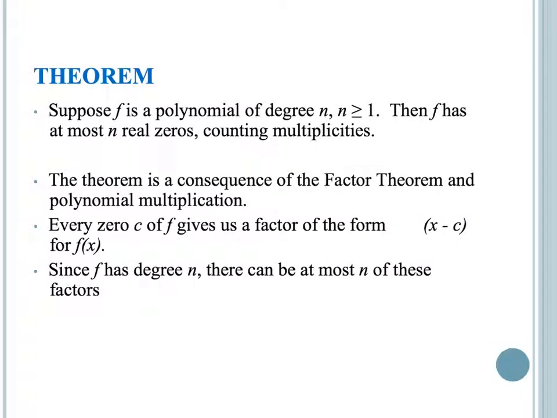If we're talking about the number of zeros that we can possibly have, we can have at most n. That would match the degree, the highest degree of our polynomial. But this would include the multiplicity of whatever 0, and that would be the number of real zeros. So this doesn't count any imaginary zeros.